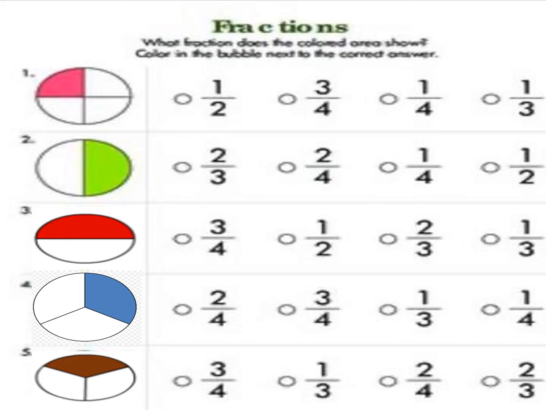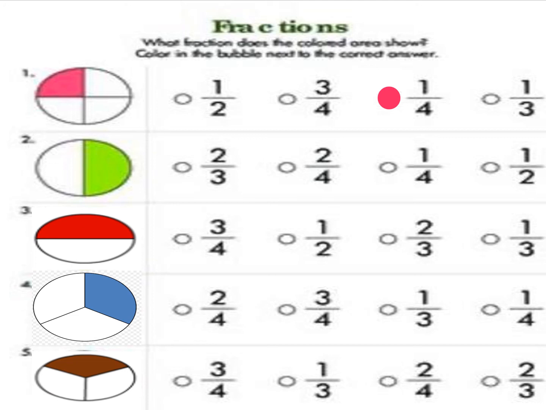Here I have the shape and choose the correct answer. The first one, a circle divided into 1, 2, 3, 4, 4 parts and one part colored. So it will be the number of the colored parts over the total parts. So the number colored is 1 over 4. So it will be 1 over 4, 1/4 or quarter.